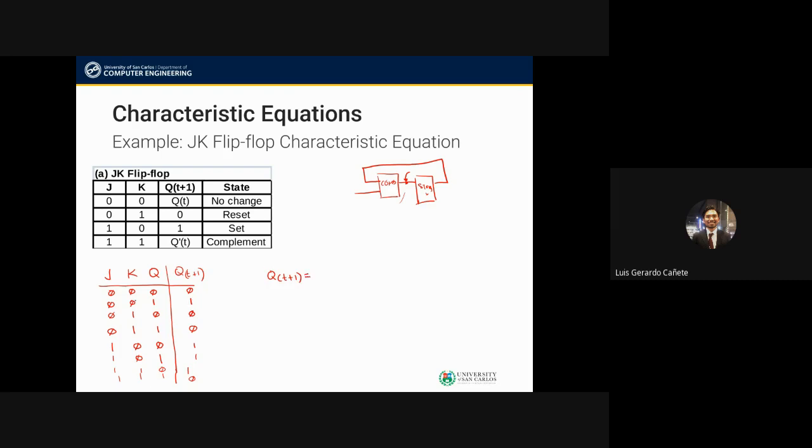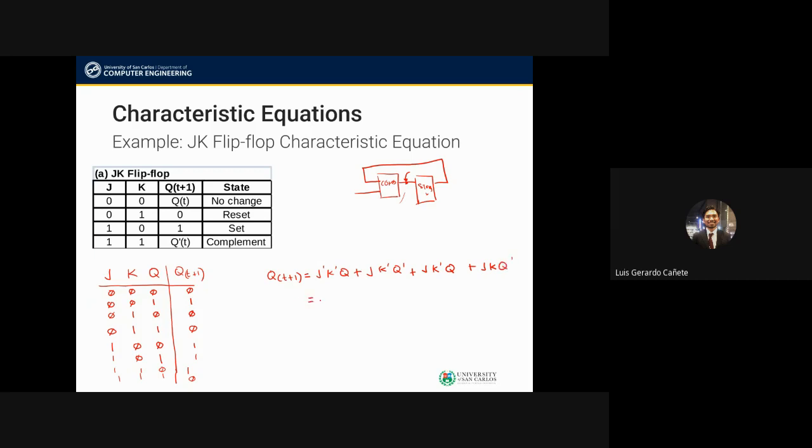Okay, so that would then mean that Qt plus 1, or our characteristic equation, is made up of the minterms, or the expressions that we have here, which we can write down as J bar, K bar, Q plus J bar, K, Q bar, and then we have J, K bar, and then Q, right? And then lastly, we have J, K, Q bar.